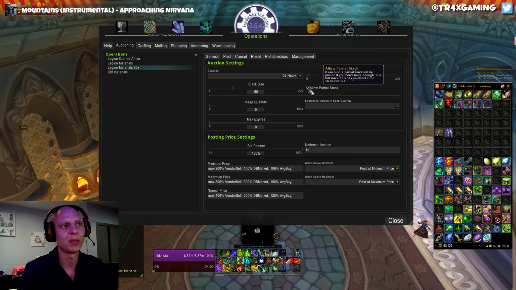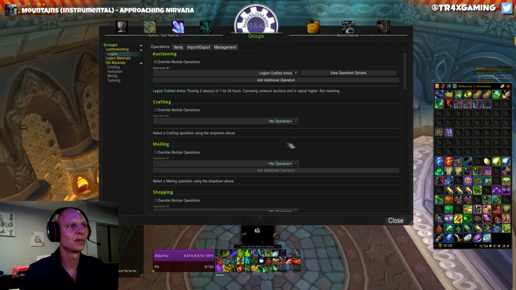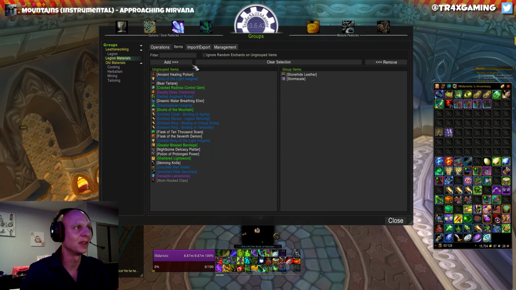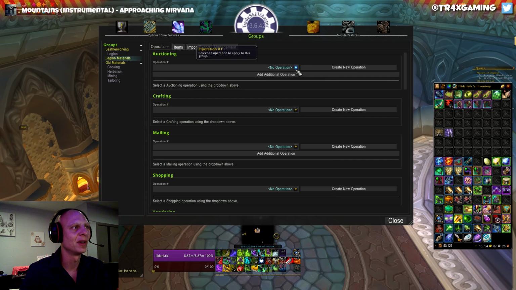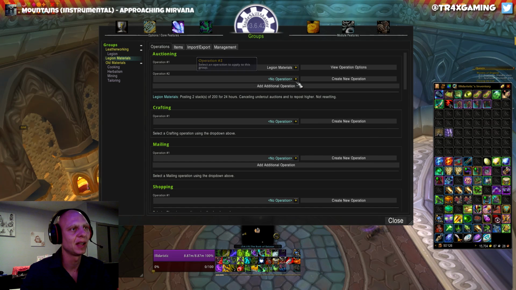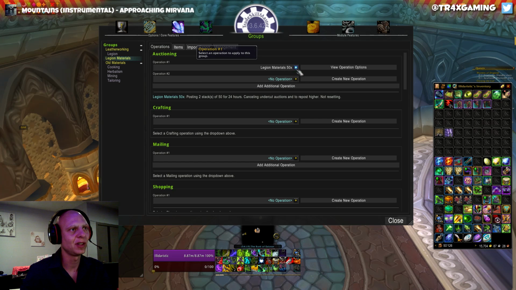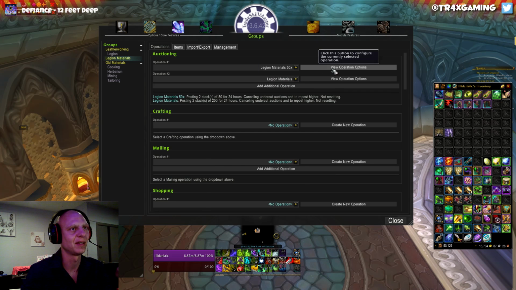You also have the allow partial stacking. You could put this out and then go back to that group and the operations, and then add, oh no, not this one, remove operation. Okay, Legion materials, that is where we were. So we made Legion materials and we could add 50, but because I typed in no partial stacking, I'm going to put this one first. So it's going to use this one first and then that.